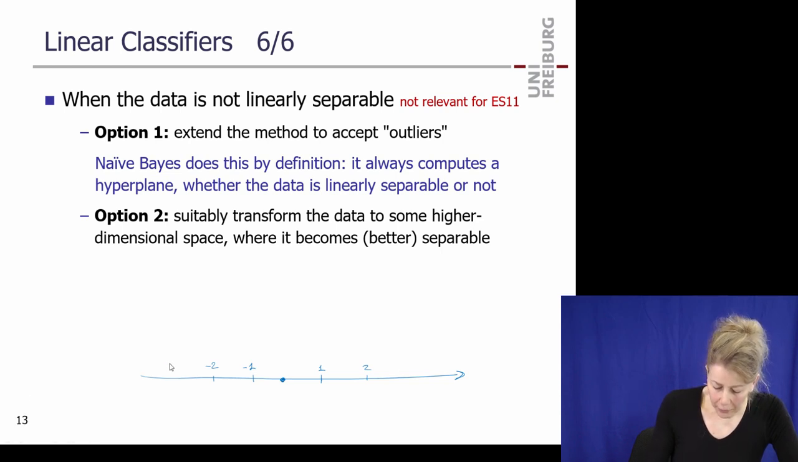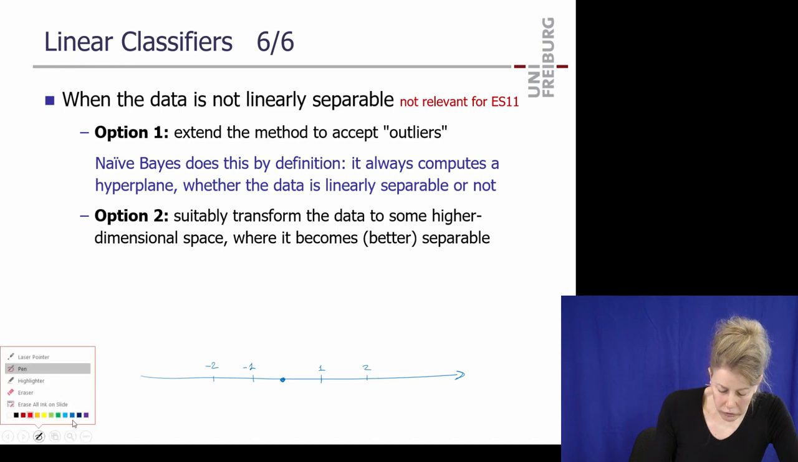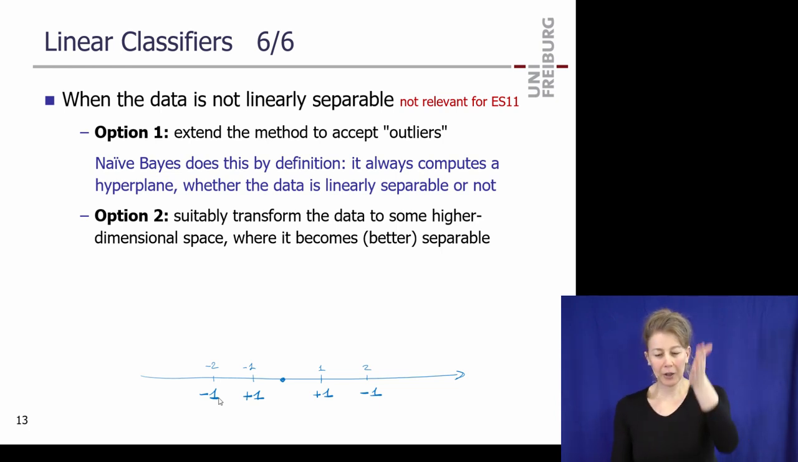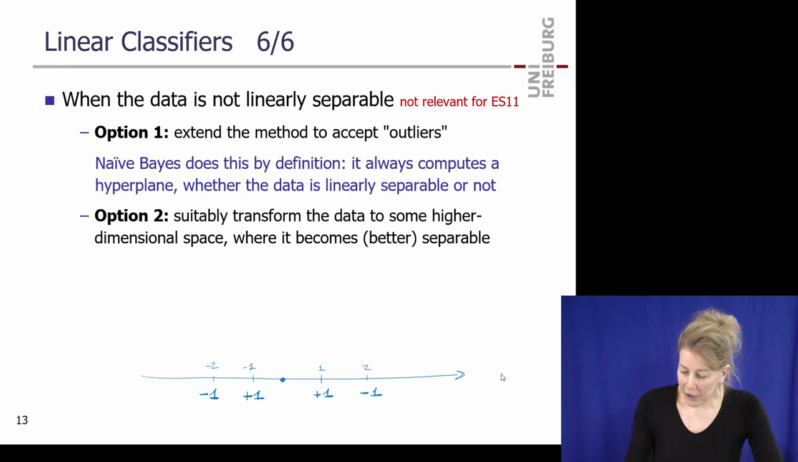And let's say, let me write the labels. Let's say this has plus 1, and this has plus 1, and this has minus 1, and this has label minus 1. Clearly, a separator now would be a point. So here I'm in R1 world.